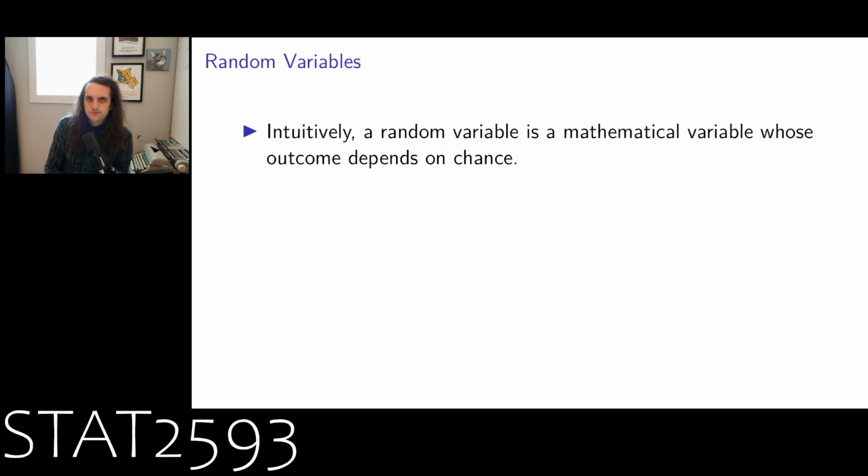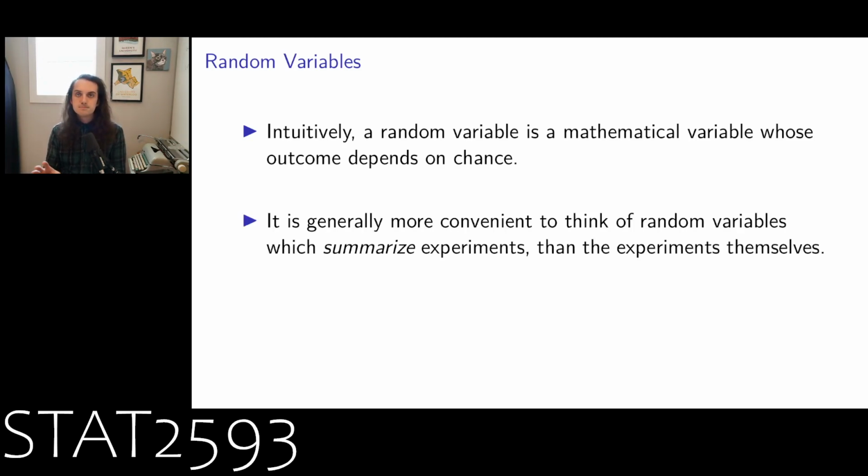Now, intuitively, a random variable is just a mathematical variable whose outcome depends on chance. It's more convenient to think about random variables that summarize the experiments that we're running rather than the experiments themselves.